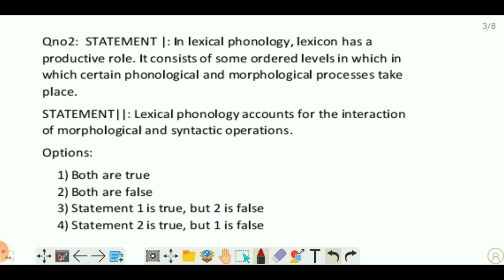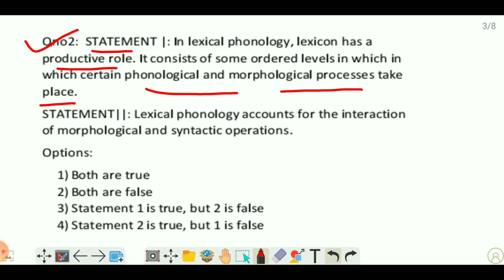Moving on to question number second. Statement first: in lexical phonology, the lexicon has a productive role. It consists of some ordered levels in which certain phonological and morphological processes take place. Statement number first is correct because we know in lexical phonology the focus is on the relation between the morphological structure of a word and the ways phonological rules apply to them. And the lexicon plays the central role.